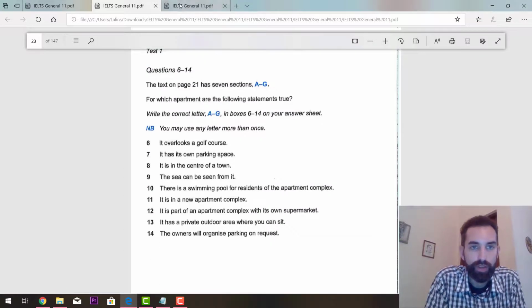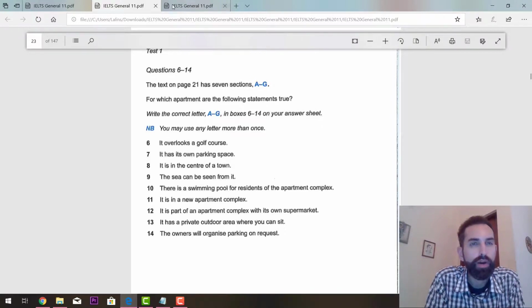So what else will we be looking out for? A golf course, we've done 7, so we're looking for one in the center of a town. There is a swimming pool for residents of the apartment complex. It is in a new apartment complex, and we've done 12, so it has a private outdoor area where you can sit, and the owners will organize parking on request.